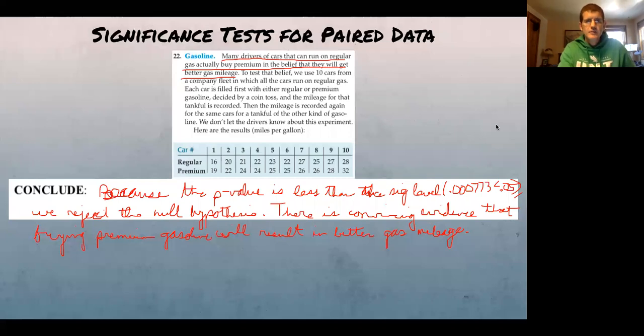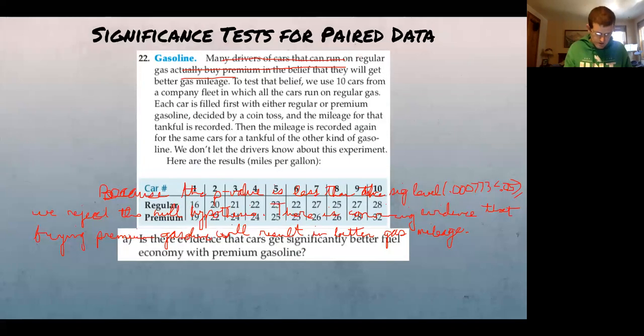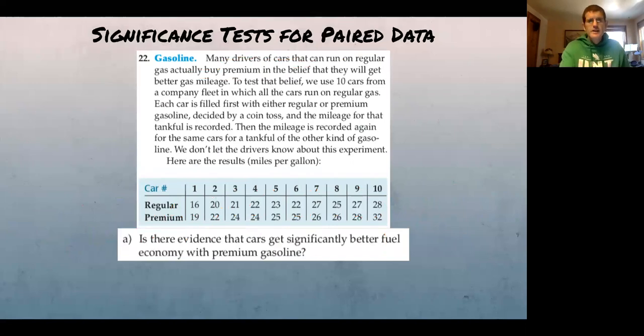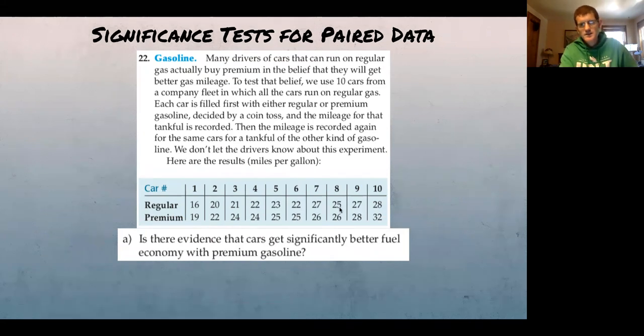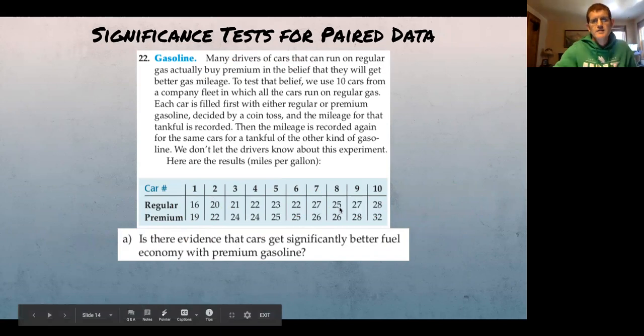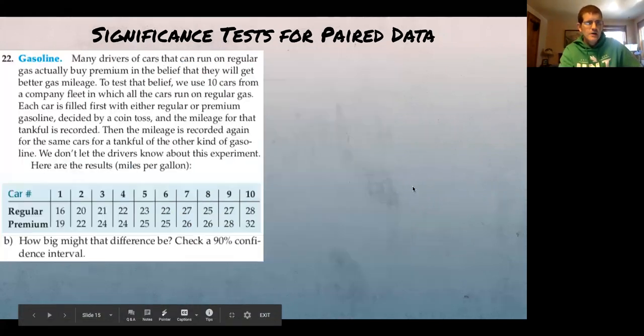And that eliminates any ambiguity in someone who might misinterpret what you're trying to say. So is there evidence that cars get significantly better fuel economy with premium gasoline? Yes, we do have some evidence of that. We had a statistically significant result showing that that's the case. All right. How big might that difference be?